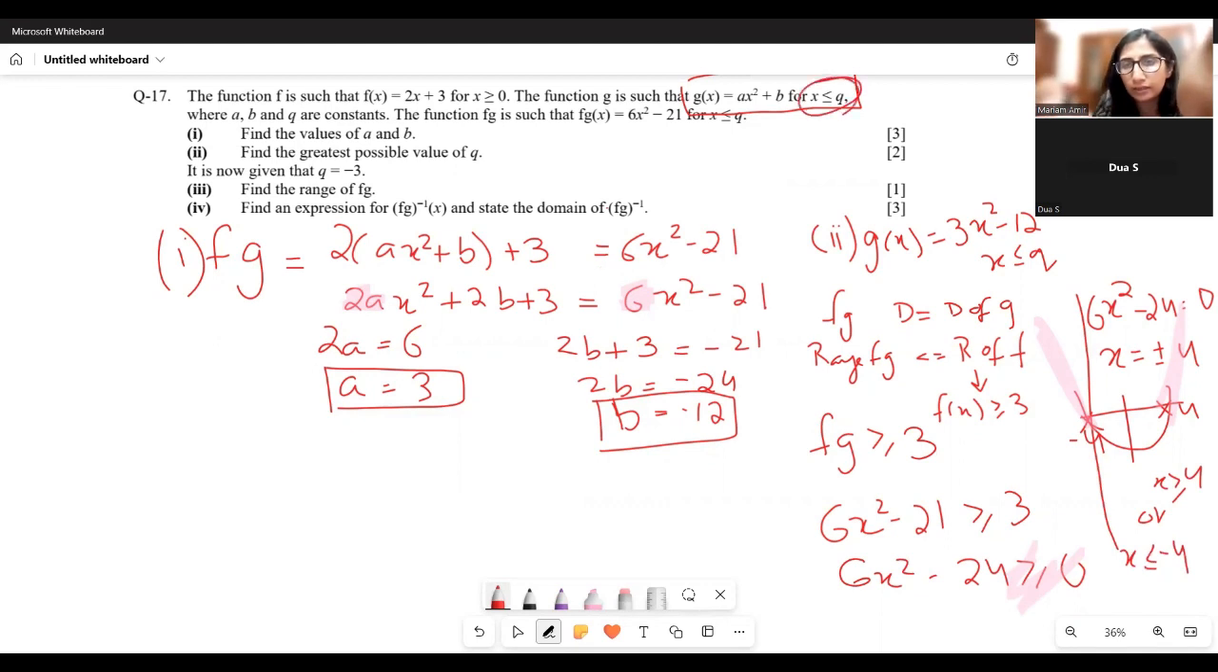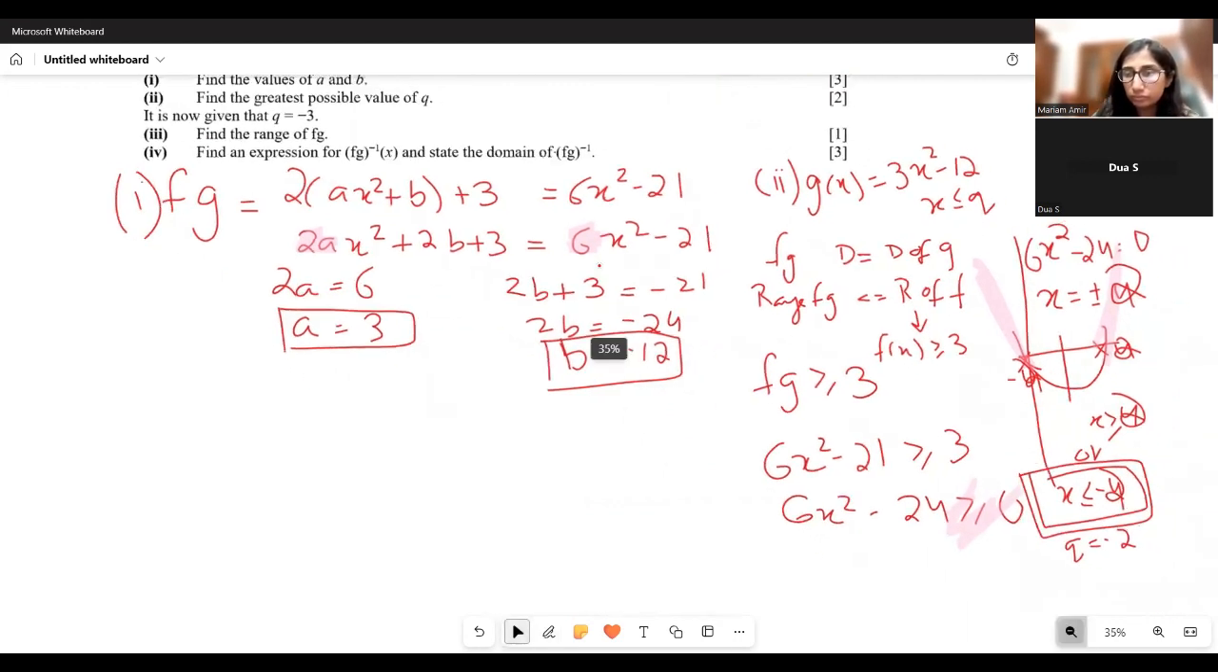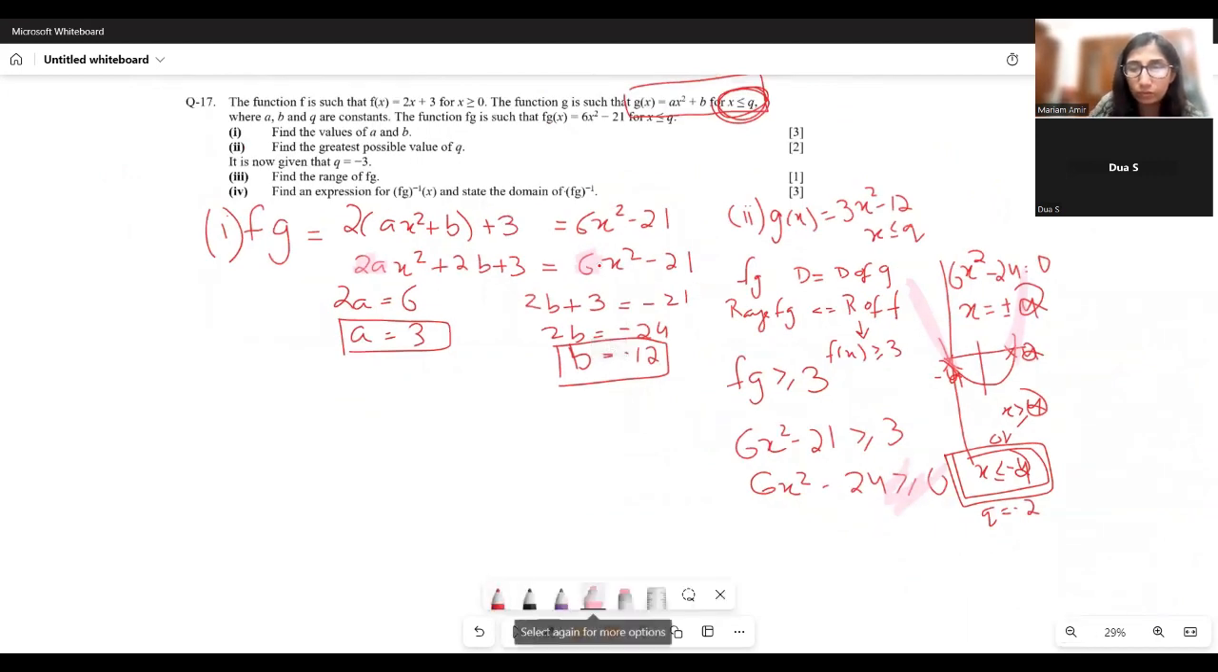Now here, x is less than or equal to q. Shouldn't it be -2 and 2? Yes, I just saw the answer was 2. So now since it says x is less than or equal to q, that means this is the required region, and q will be -2. Okay, this was a tricky one. Q will be -2.